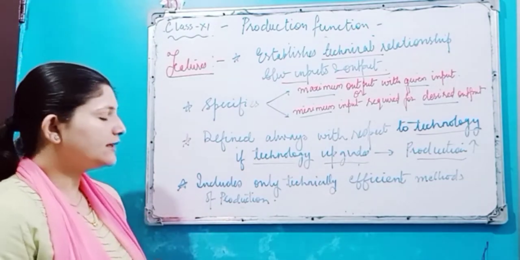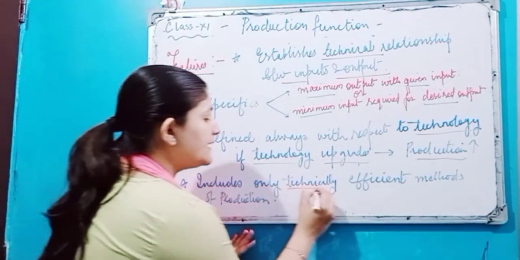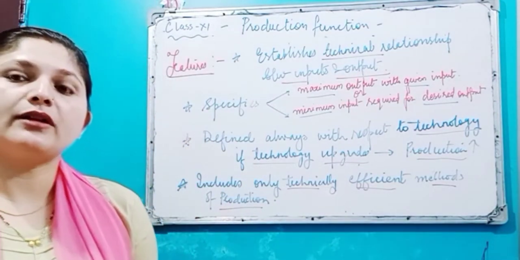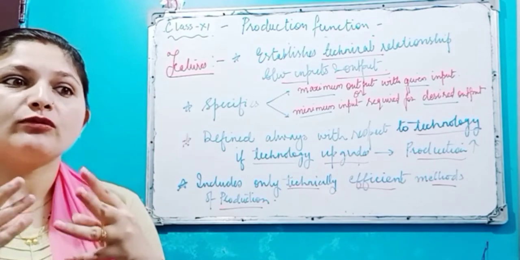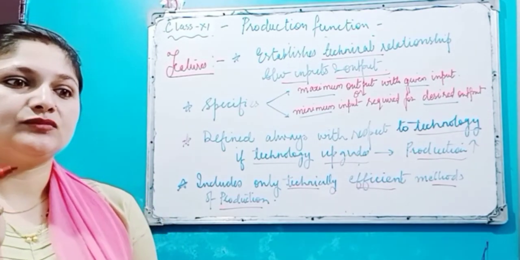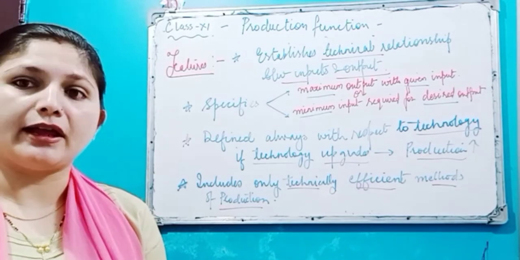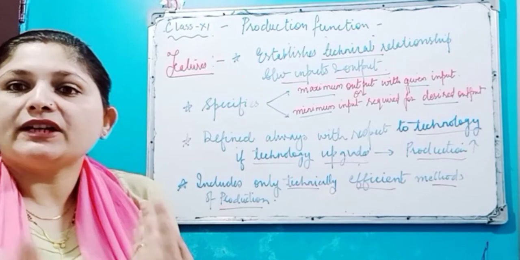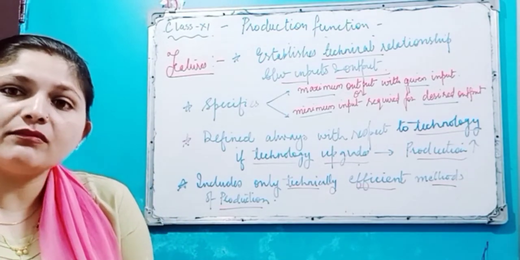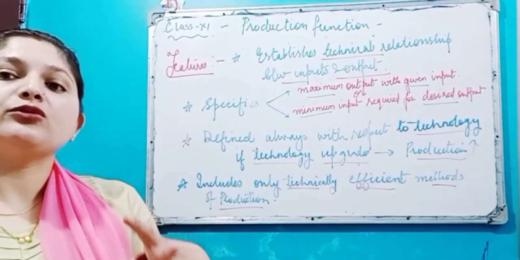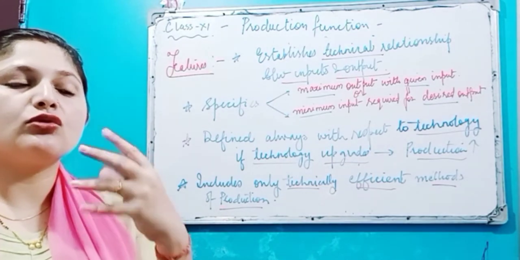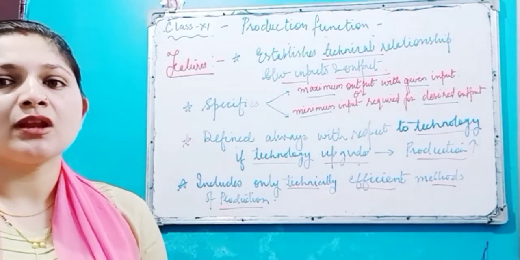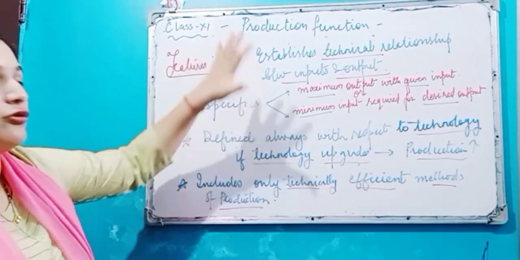And then lastly, production function includes only technically efficient methods of production. Only those methods of production or those factors of production are considered in the production function which are technically efficient and whose capacities and capabilities of production are high. क्यों? क्योंकि any rational producer will not employ backward techniques of production because it can incur him losses. So all rational producers tend to choose those factors of production which are technically very efficient in the production. So these are the 4 features of production function.